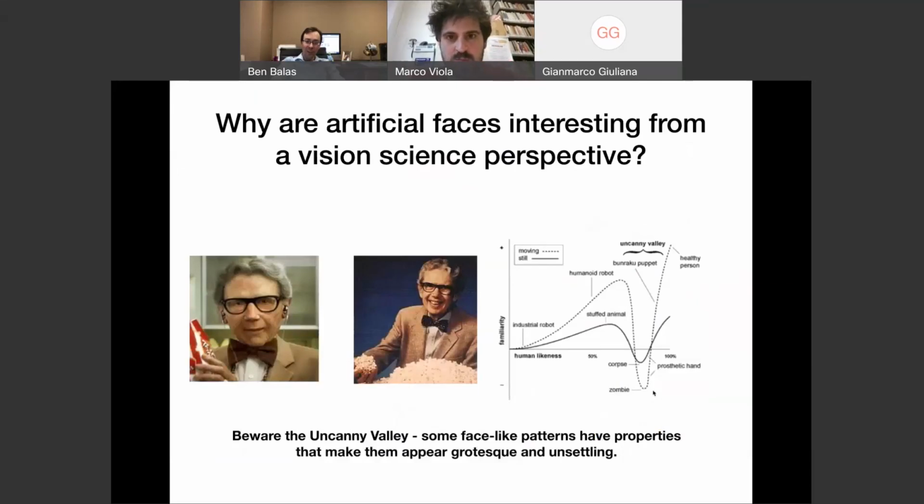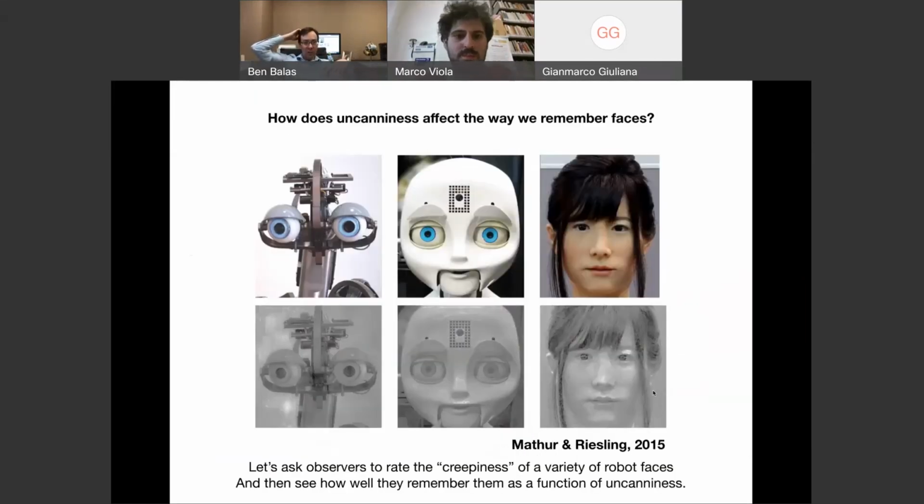Just briefly, one of my honors students last year got interested in thinking about robot faces and what makes them look uncanny sometimes, and how that uncanny appearance might affect perceptual encoding of those faces. So my student, Ali Geiger, did this really nice work looking at the way uncanny appearance in robot faces might affect face memory.